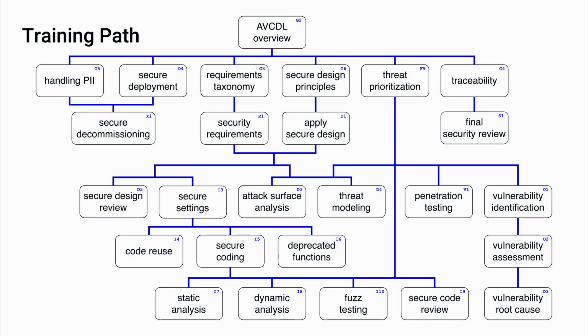This diagram shows the overall AVCDL training path. If you're taking this training, it's assumed that you've already completed the AVCDL overview training, and additionally, that you've completed the requirements taxonomy, security requirements, secure design principles, apply secure design, secure settings, deprecated functions overview, and deprecated functions identify functions trainings. This training will cover deprecated functions scan incorporation.